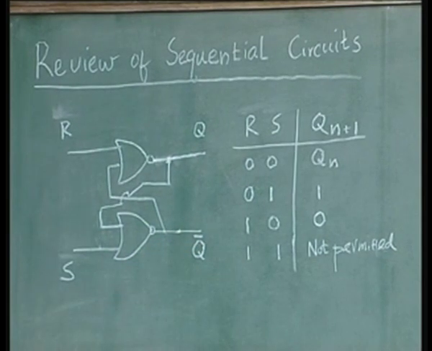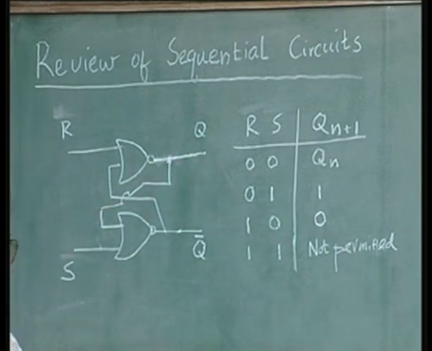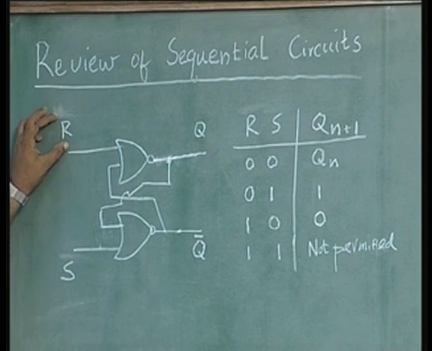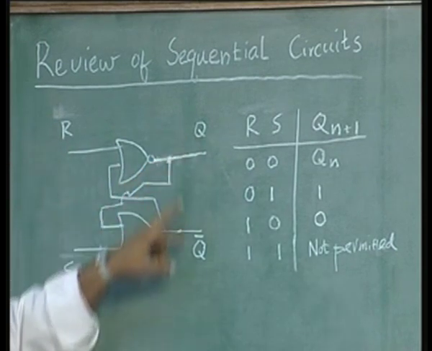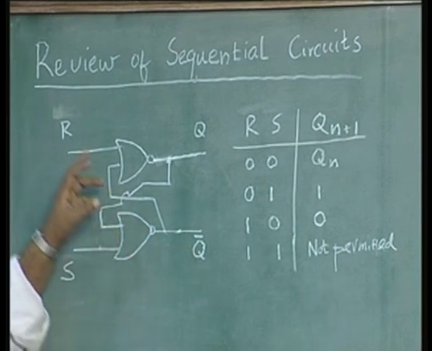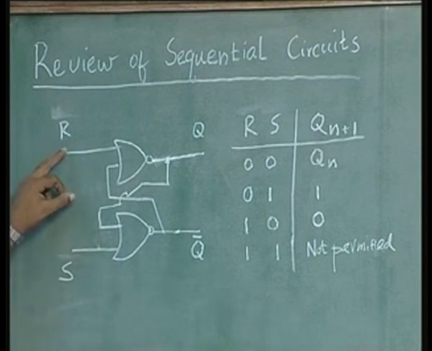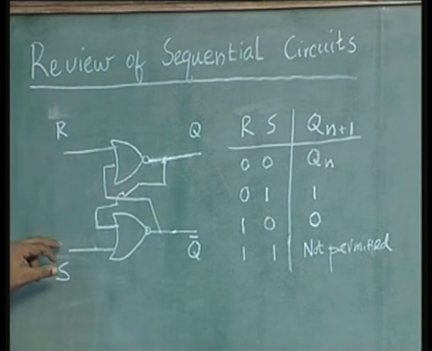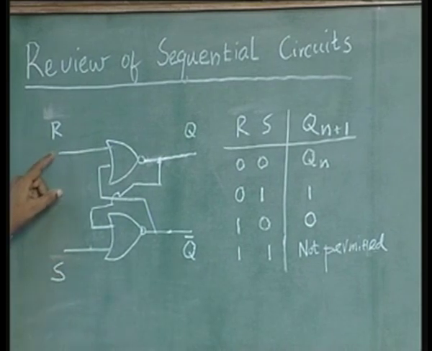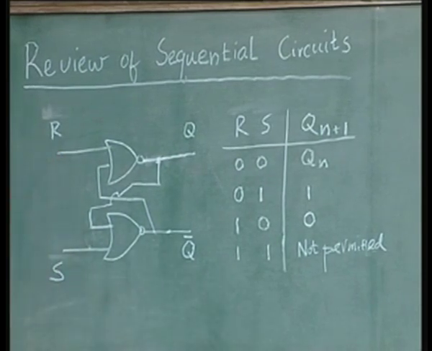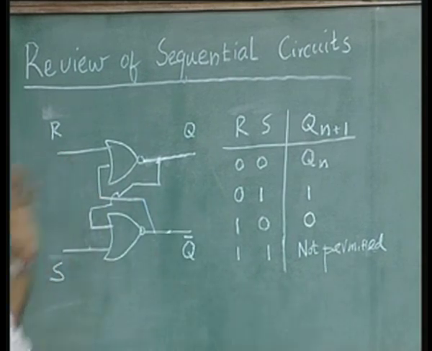If you want to put a 0 at the output Q, it is called resetting operation. You put a 1 in R, the reset input, and a 0 in the set input, then this becomes 0 and this becomes 1 automatically. And either way, whether it is a 1 0 or a 0 1, when the input is removed, that means when you make the input 0 0, the output remains what it was before removing that input.